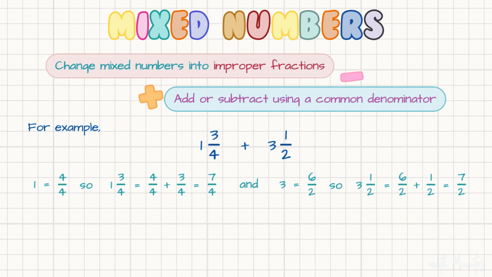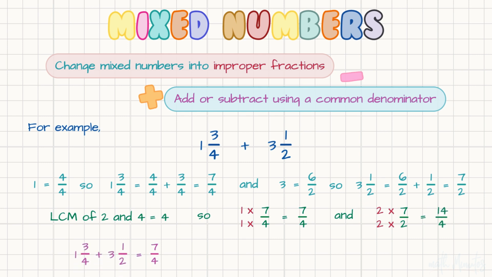The next step is to rewrite the improper fractions with a common denominator. The lowest common multiple of 2 and 4 is 4, so we adjust the fractions accordingly. We multiply both the numerator and denominator of 7 over 2 by 2 to get 14 over 4. Now that we have the same denominators, we simply add the numerators while keeping the denominator unchanged. 7 over 4 plus 14 over 4 equals 21 over 4. We can give our answer as a mixed number in its simplest form. 21 over 4 equals 20 over 4 plus 1 over 4, which equals 5 1/4.